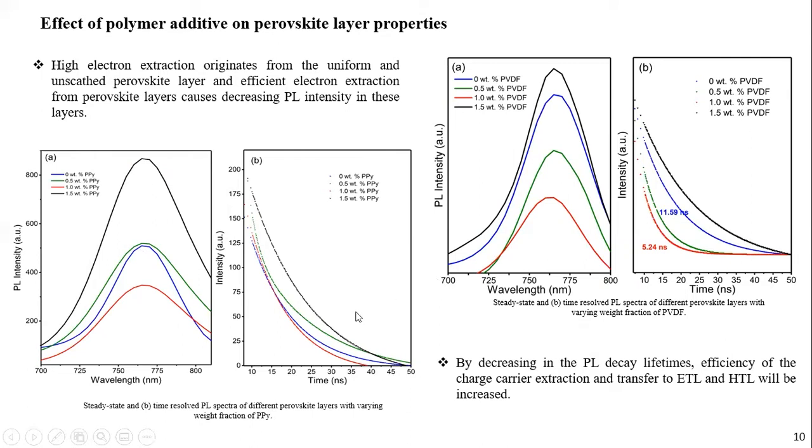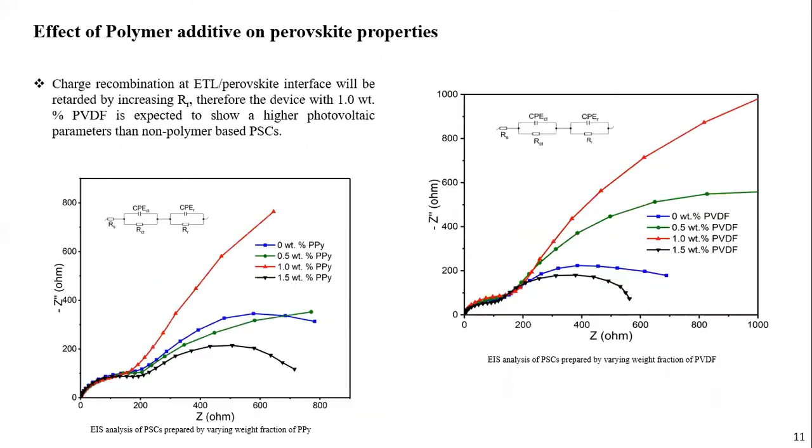As can be seen in the figures, the higher quality perovskite layer in the presence of 1% polymer has a shorter PL decay lifetime than the other perovskite layer. Charge carrier extraction and transfer to the electron and hole transport layers can be increased by decreasing the PL decay lifetime. The charge recombination and transfer rates were investigated by electrochemical impedance spectroscopy.